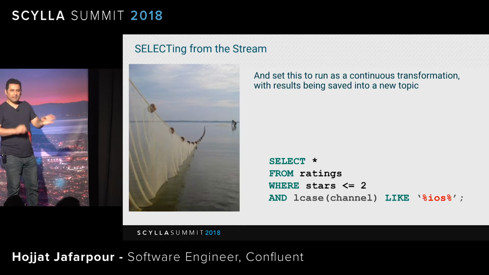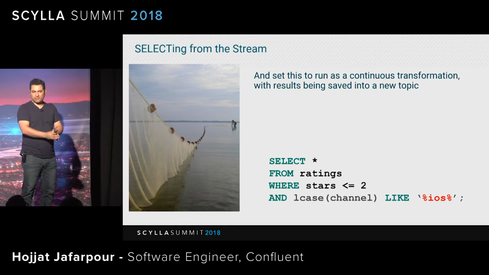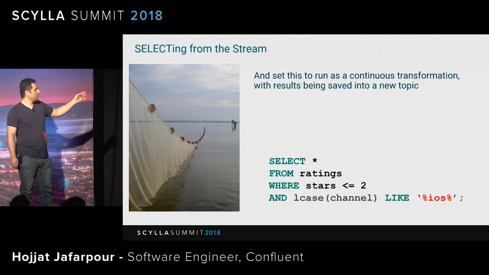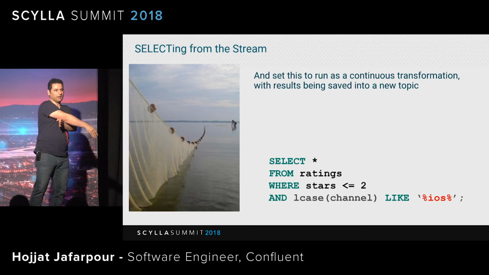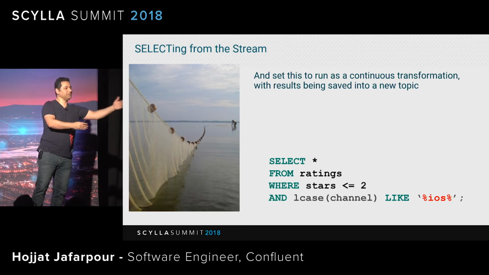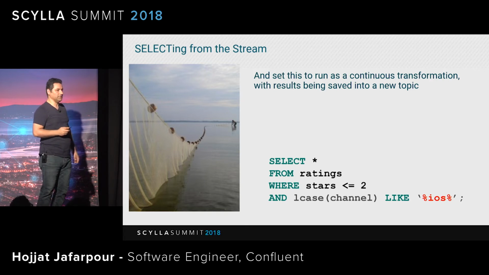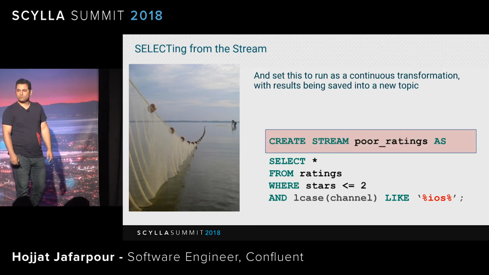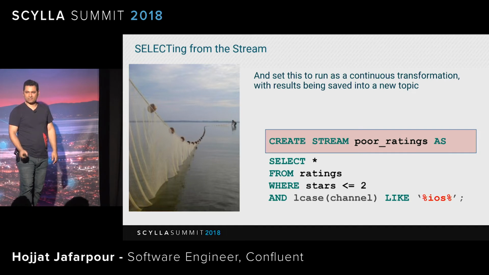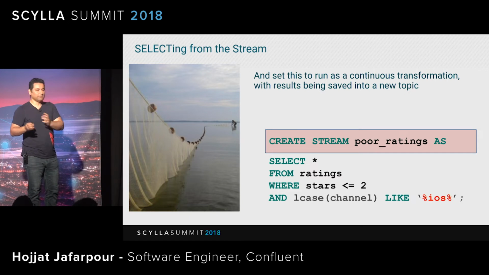Let's say now I want to make sure that I'm getting all of the low ratings from iOS users. I write this query, but I want to store the results in another topic, so I will be able to process it further later with the criteria that you are going to see. You can write something like this, very similar to a CTAS statement in a normal database, create table as select. Here we have create stream as select.